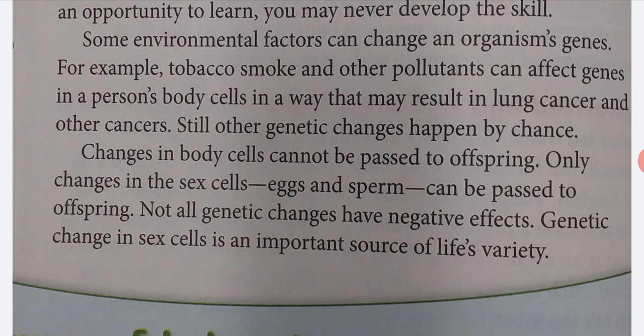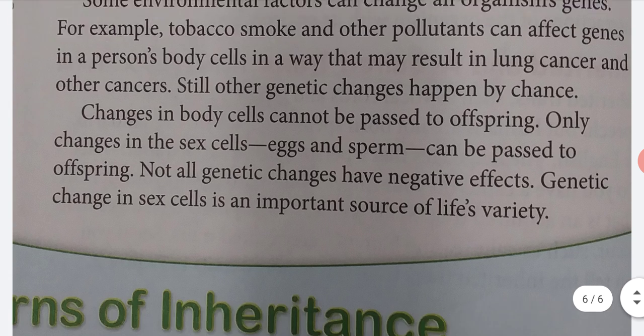Some environmental factors can change an organism's genes. For example, tobacco smoke and other pollutants can affect genes in a person's body cells in a way that may result in lung cancer and other cancers. Still, other genetic changes happen by chance. Changes in body cells cannot be passed to offspring. Only changes in the sex cells, eggs, and sperm can be passed to the offspring. Not all genetic changes have negative effects. Genetic change in sex cells is an important source of life's variety.